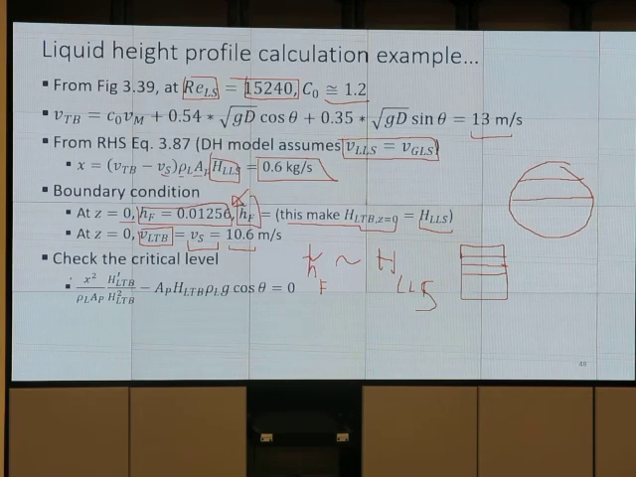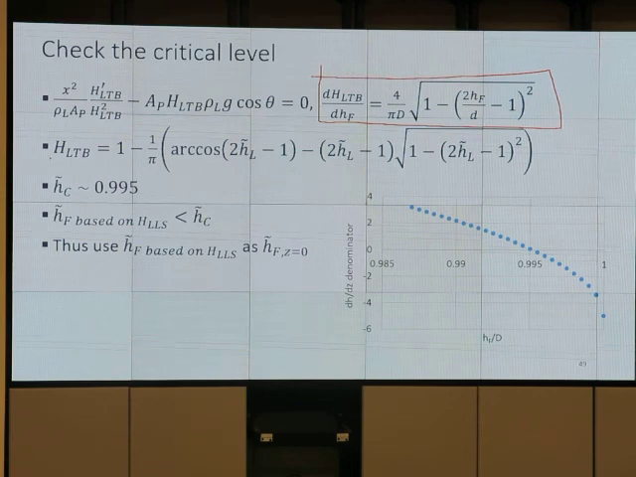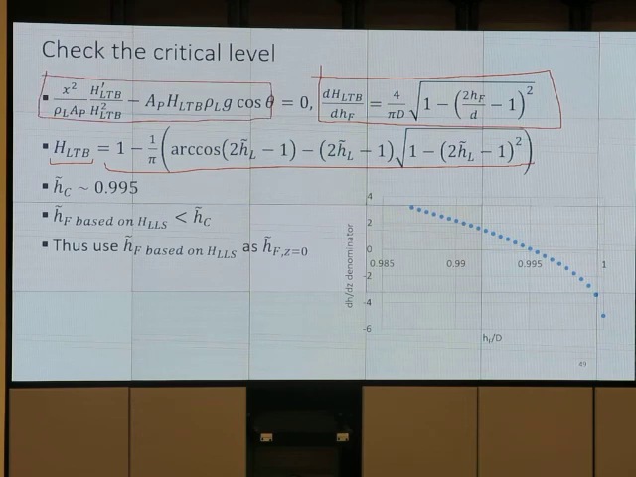So now I check the critical level. Critical level, okay, instead of using COSIG, I do something else. I expand it, and of course, that is your quiz, right? Okay, I expand it. And have the HLTB formula. I do the plot. The numerator with various input values of HF over D.